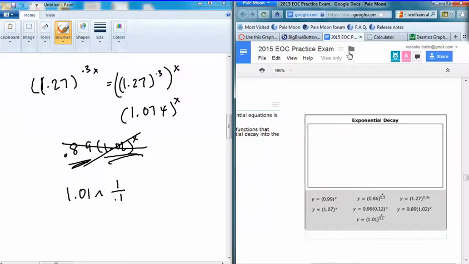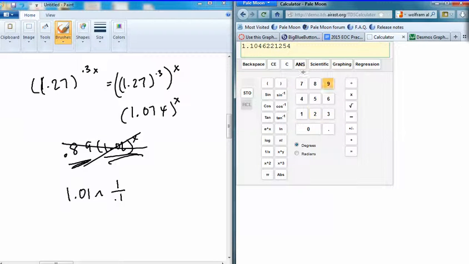Let's see. What other ones do I want to choose? Okay, let's see. What else? Well, let's try this. 0.86 to the 1 over 0.3. Okay, so that would be clear, 0.86 caret parentheses 1 divided by 0.3, those parentheses, equals. That is exponential decay. Awesome.